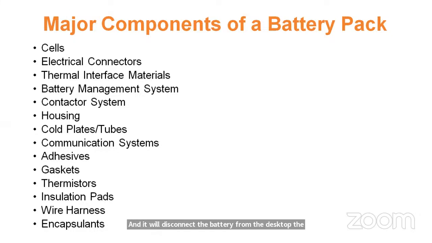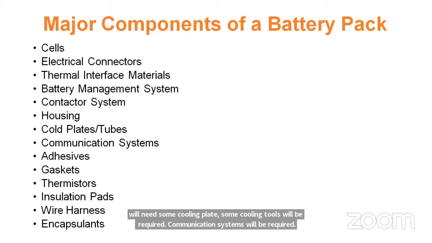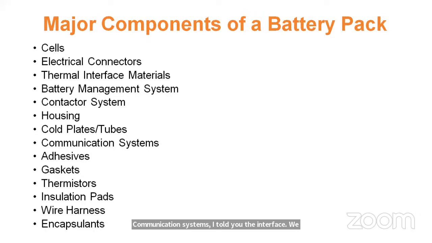We have a housing. The housing is the outer structure in which all the battery components and battery modules are built in. Then cold plates or cold tubes. As I told you, in an electric vehicle battery pack, we have to design thermal management as well, and for that we need some cooling plates and cooling tubes. Communication systems, as I told you, the CAN communication interface is required to interact between you and your battery pack.